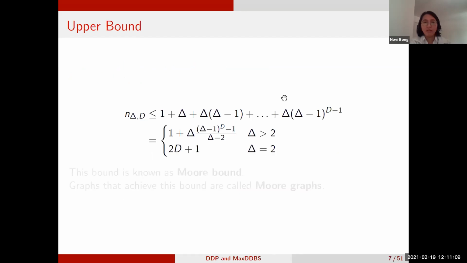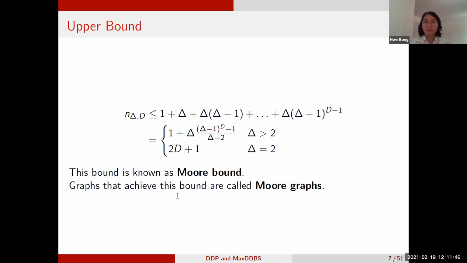If we sum this from the tree, we start from a root, so 1, and then you have delta vertices at level 1. For the next one, you keep multiplying by delta minus 1, until you reach level D. So if we sum this, we have two results. If delta equals 2, then it's just 2D plus 1, and if delta is greater than 2, this is the upper bound that we have. This bound is known as the Moore bound. Graphs that achieve this bound are called Moore graphs.